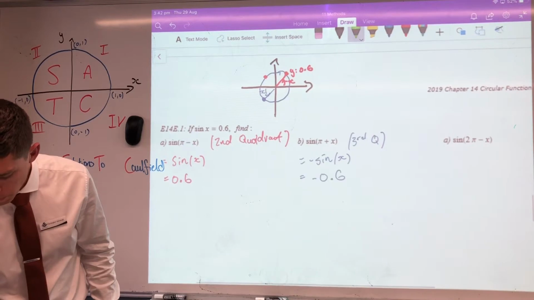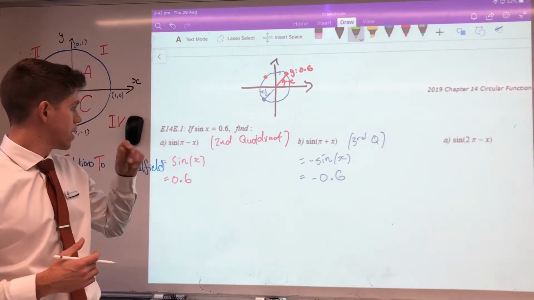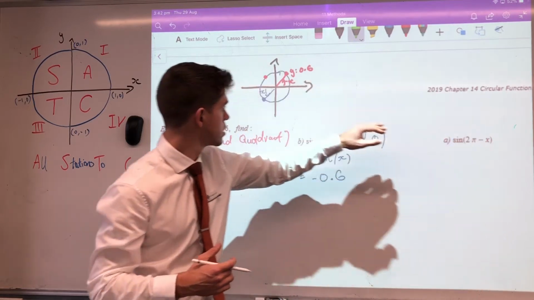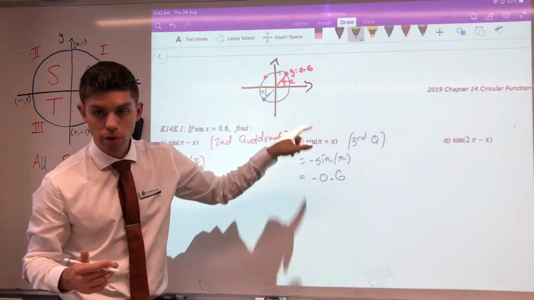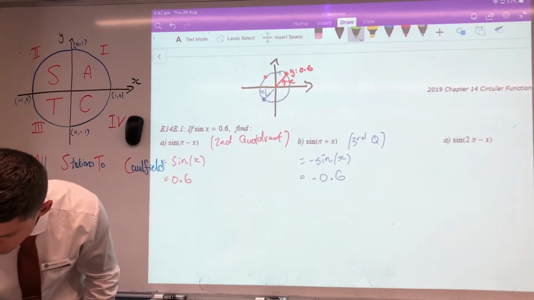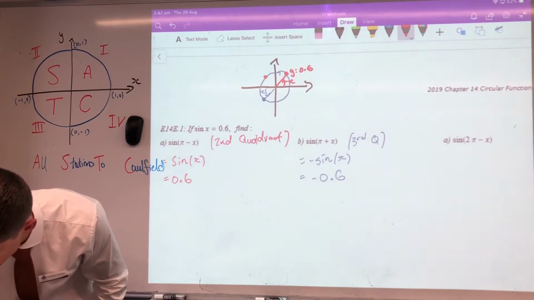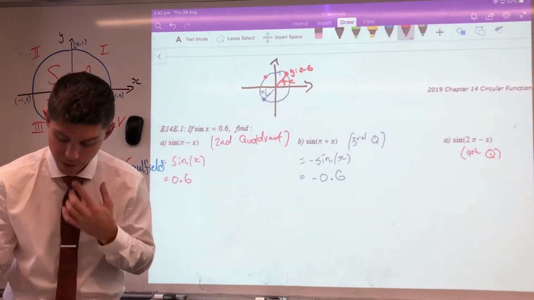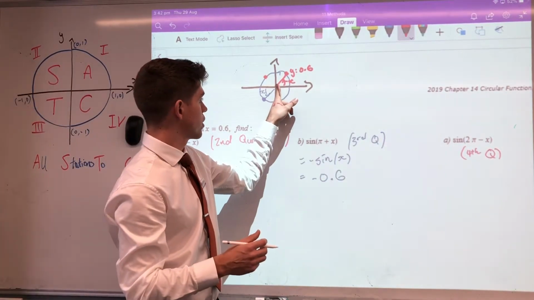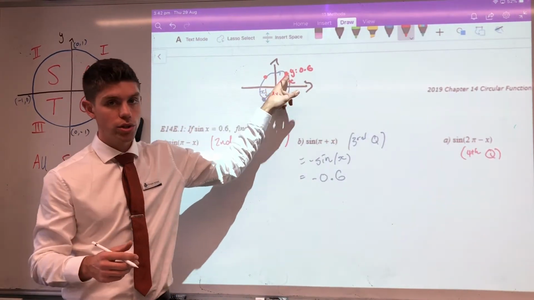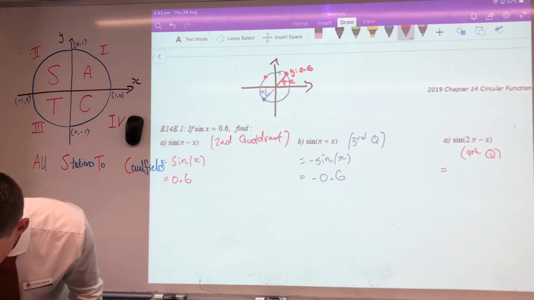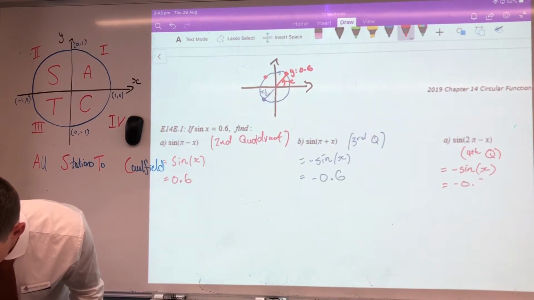And lastly, for sine of 2 pi minus x, 2 pi is a full revolution, and then we're subtracting the angle down here, which means we're in the fourth quadrant. And in the fourth quadrant, sine is negative again. Now if we wanted to draw it again, we could subtract this same angle down here, same magnitude, but the negative of that magnitude.